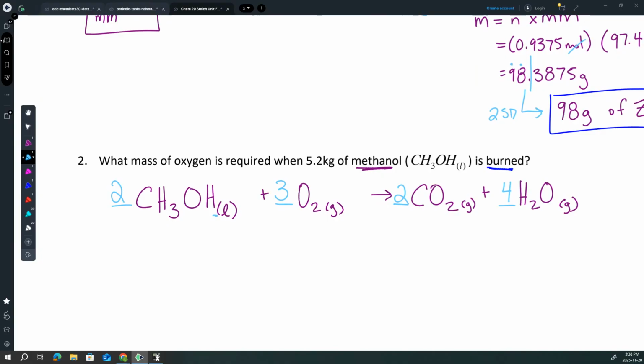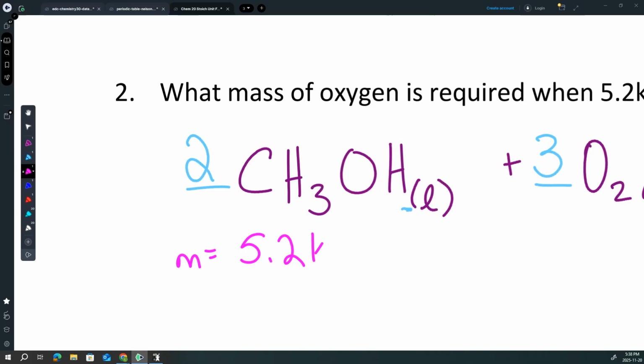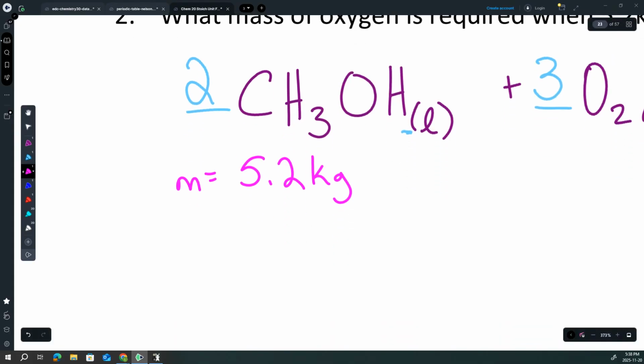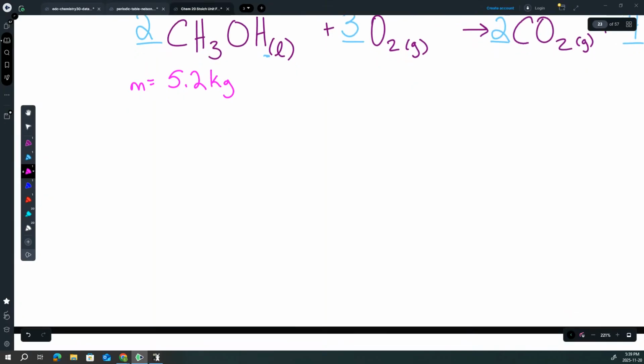All right, so let's organize our information. So we got 5.2 kilograms, which I'm going to convert into grams here. So as a quick reminder of the metric conversion line, it looks something like this. So I'll write it out and then I'll show you how I memorize it.